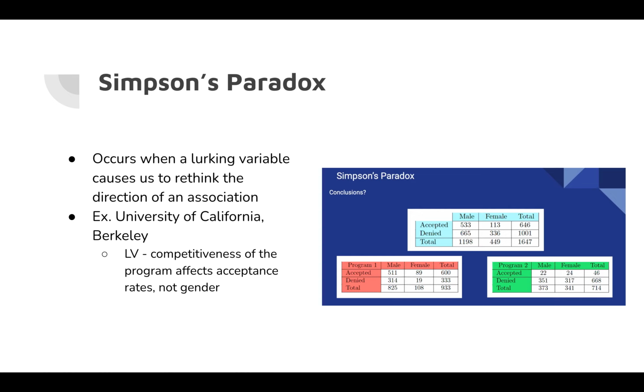This was due to a lurking variable, which was the competitiveness of the program. Women were applying to harder programs than males, so overall it made it seem like they were being rejected more often, which was untrue. This caused them to rethink the association between gender and acceptance rates, and illustrates that association, again, does not imply causation.